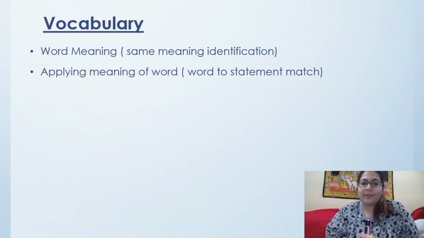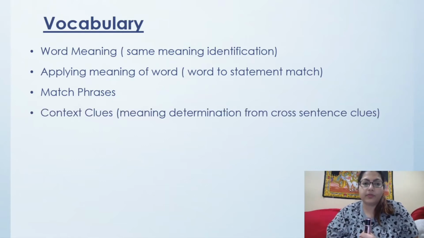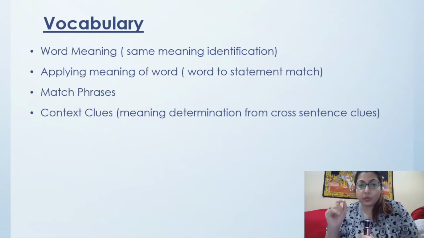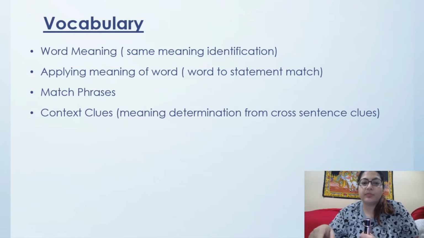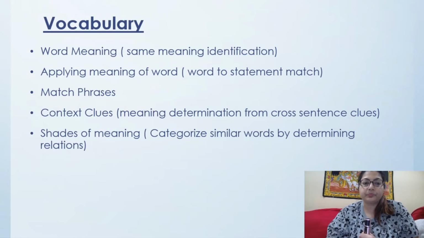Second will be applying the meaning of a word to a statement match. Third, we have match phrases, like there will be phrases and words, and we have to match them within the columns. Then we have context clues, meaning determination from cross sentence clues. This will be more like clues given, and the meaning will also be given, and then we have to determine which is the best match for the phrase and the clue.